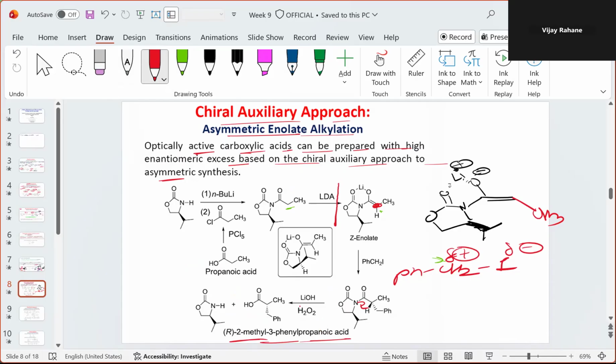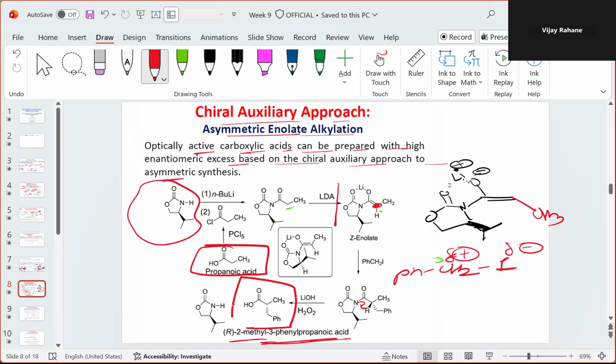Okay, so this is what we get in this chiral auxiliary. This is the chiral auxiliary. In this case, this was our starting material, and this is our desired product.